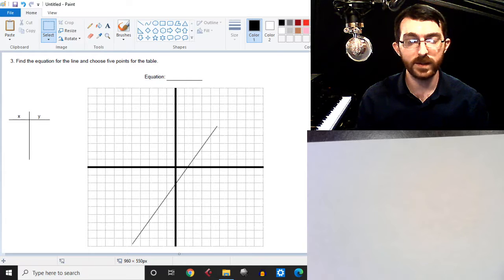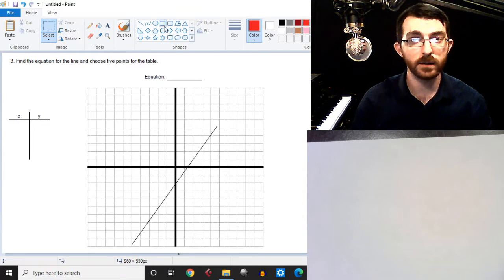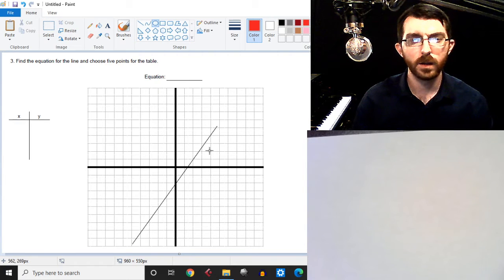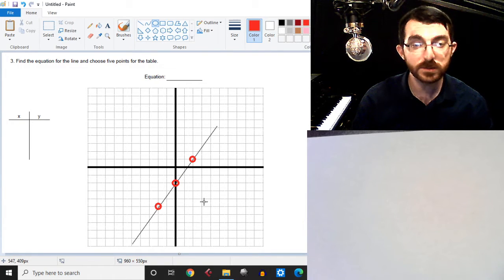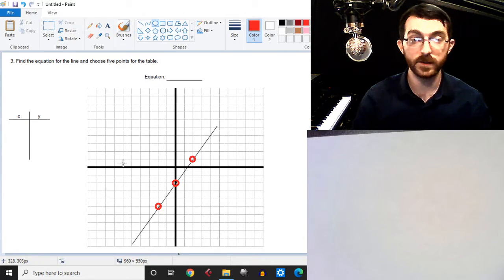So I'm going to get some points off of it. Just reading here, that looks like a point right there. That looks like a point right there. That looks like a point right there. And those are occurring at even intervals. So I think that I can come up with a slope for this.